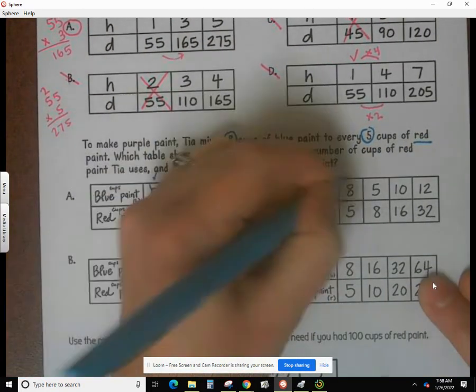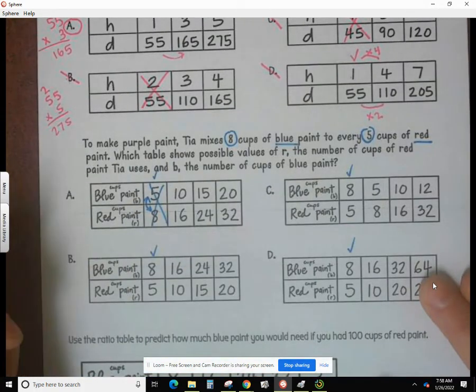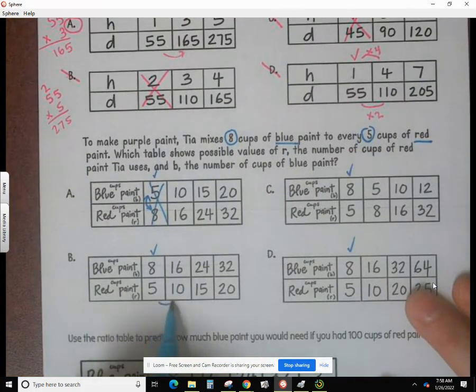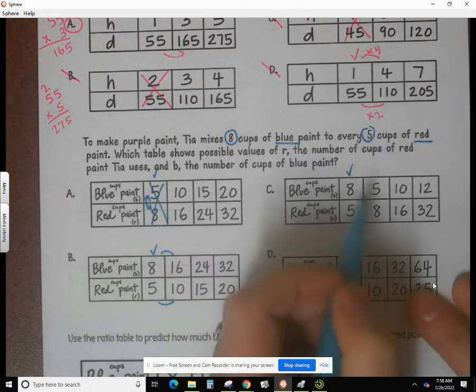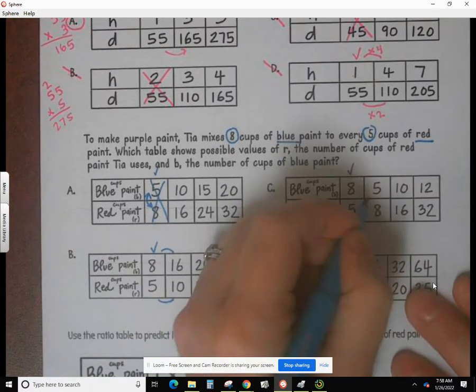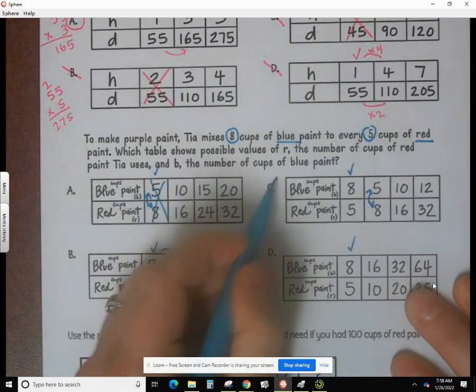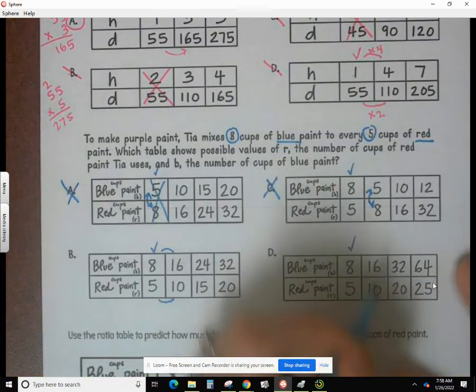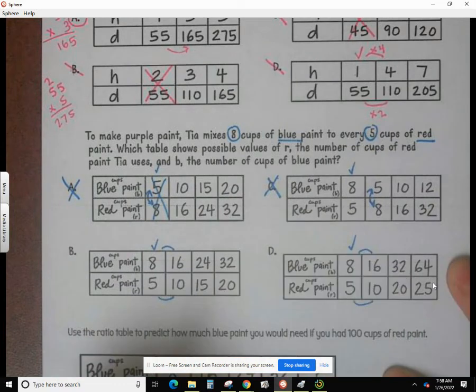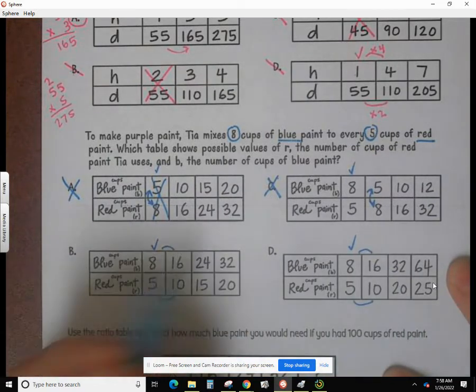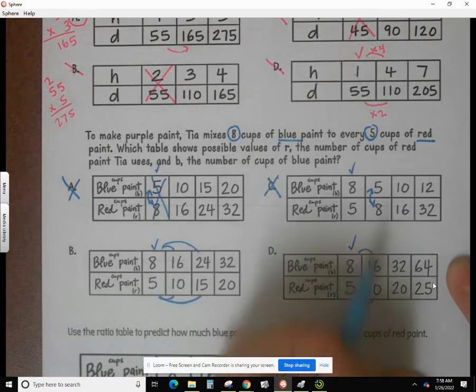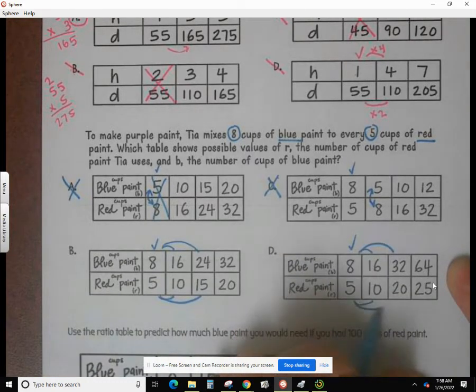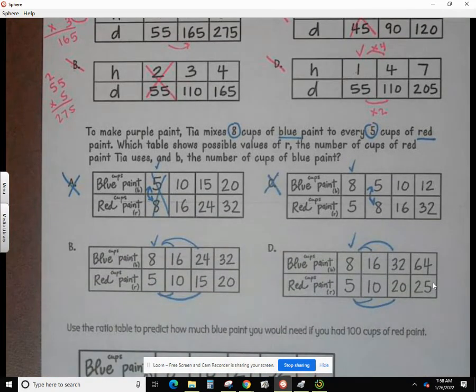So this one looks good, this one looks good, and this one looks good. Here we have times 2, times 2. That looks good. Here they switched them. We can't switch the order. We said order matters in ratios, so I'm going to get rid of C. Here we have times 2, times 2, so that looks good. Here we have times 3, times 3. That looks good. Here we have times 4, times 4. That looks good. So these two both are looking good until the very last one.